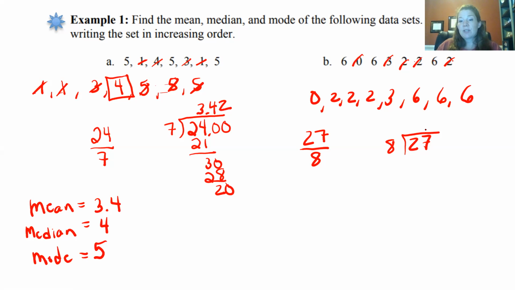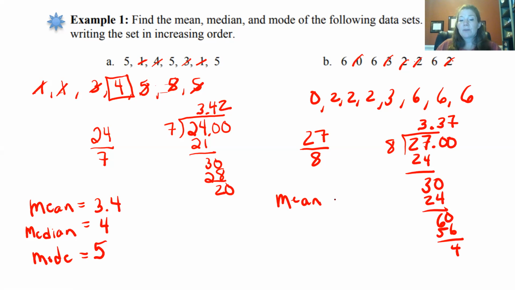Well, 8 goes into 27 3 times, with a remainder of 3. I could do 3 3/8, or I'll just keep going. 8 goes into 30 3 times. 8 times 3 is 24, with a remainder of 6. And 7 times 8 is 56. So my mean is 3.4.